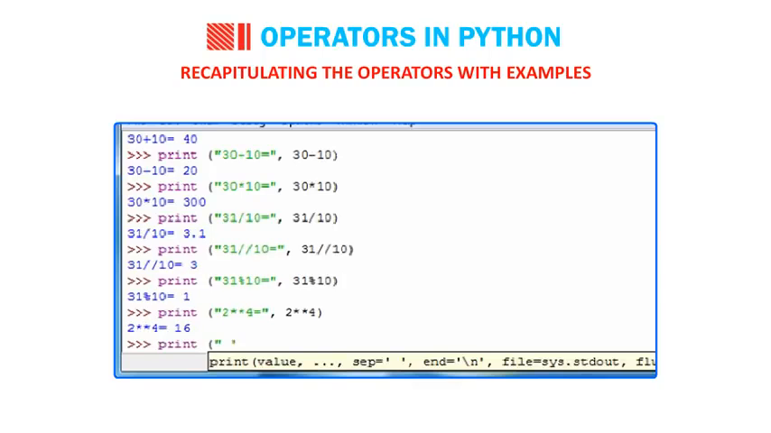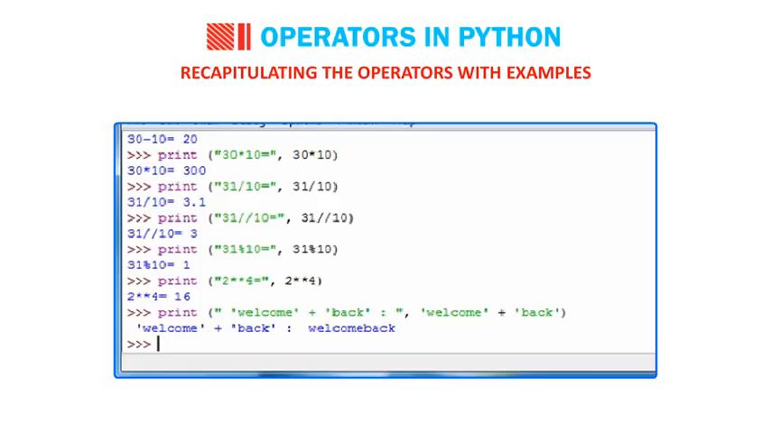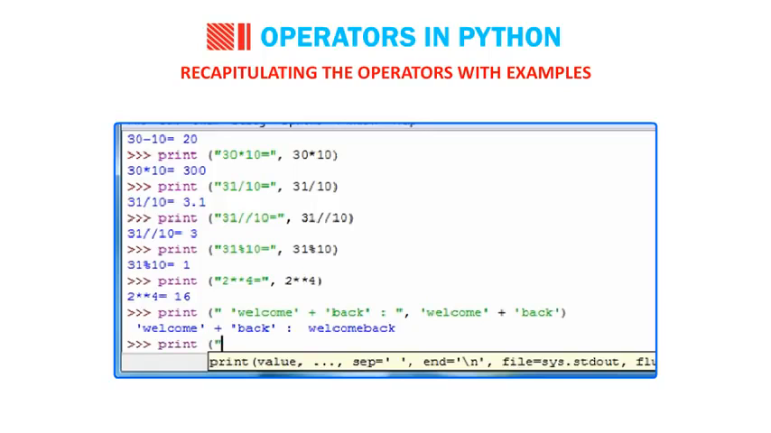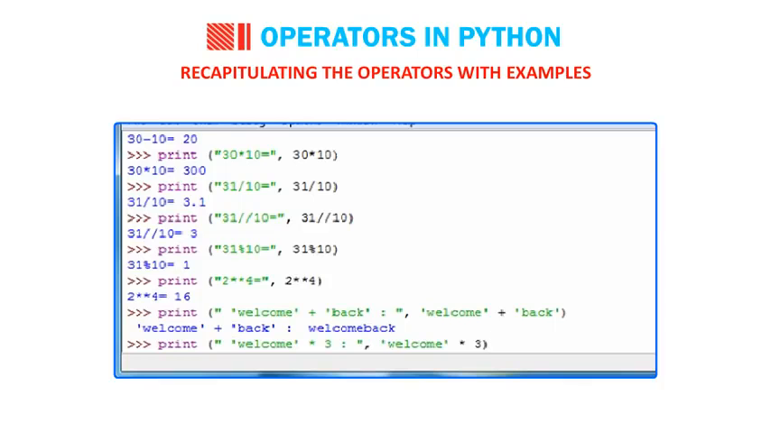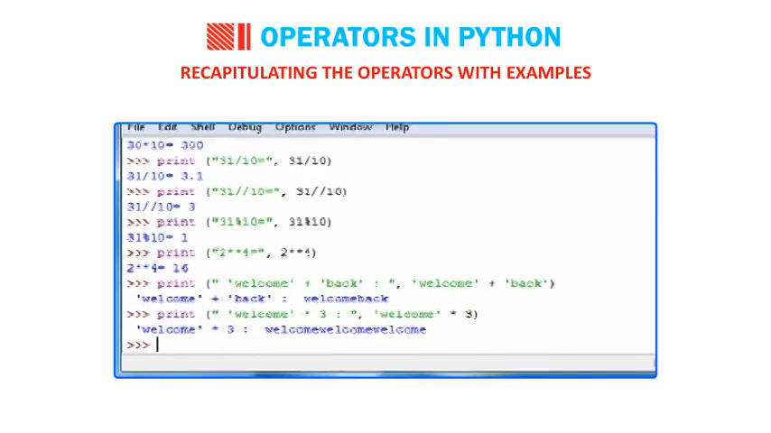print("welcome" + "back:", "welcome" + "back"). Welcome plus back gives welcome back. print("welcome * 3", 'welcome' * 3). 'welcome' * 3 gives welcome welcome welcome.